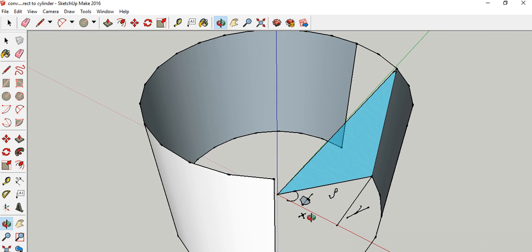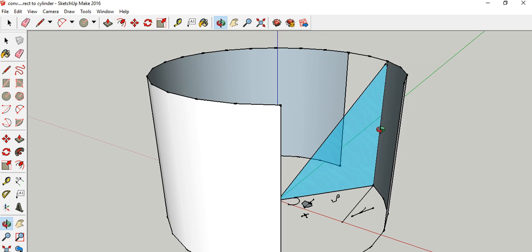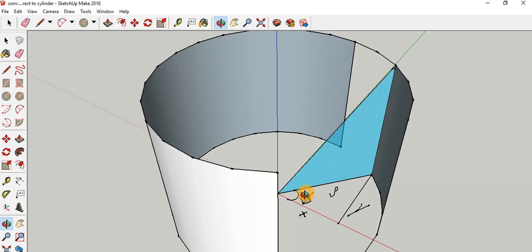And in cylindrical coordinates, this is the radius of the cylinder, which I have represented as rho, and z is the same in rectangular and cylindrical, this distance. And phi is the azimuth angle, that is, the angle made by the projection of this line onto the xy plane with the x-axis. This is phi.